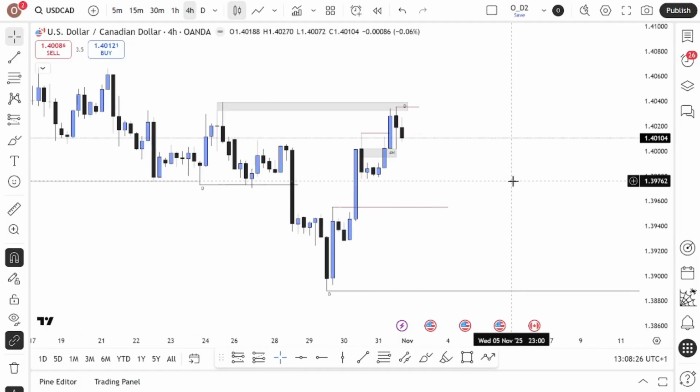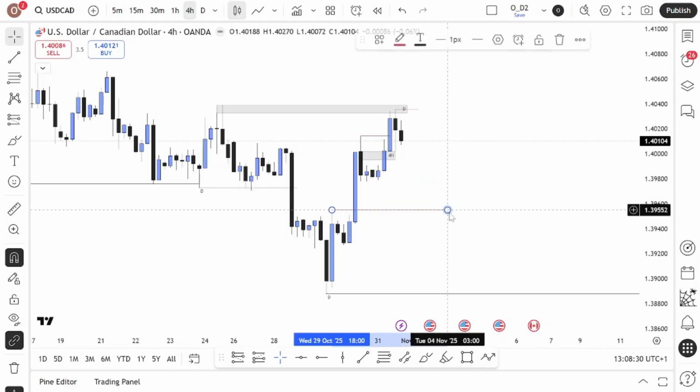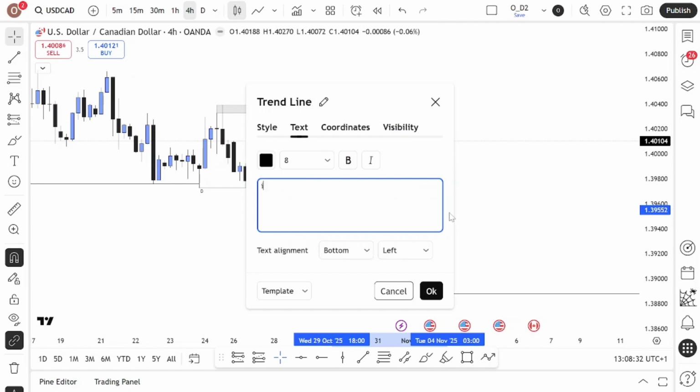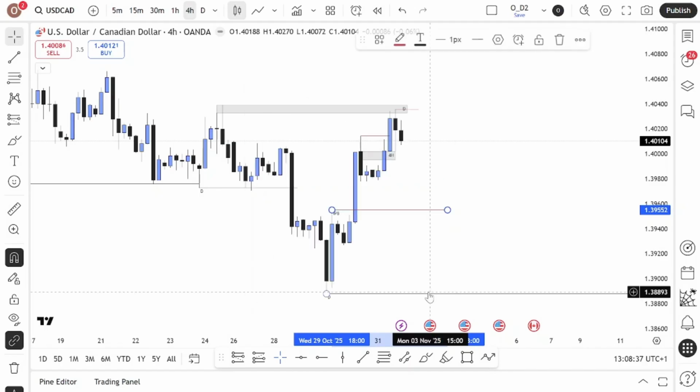So now what do we have here? We had volume here, we had pullback volume. So this guy here is an incomplete pullback. So in the future, this guy might be a magnet for price to come back to.